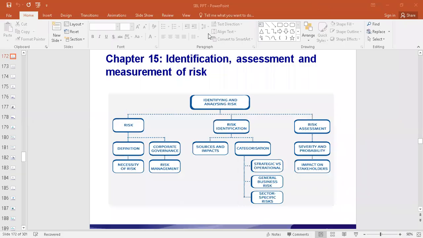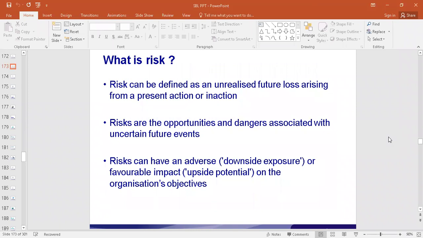The next chapter here is identification, assessment, and measurement of risk. So we will be looking into the meaning and definition of risk, then how risk is identified, and then assessment of risk. So everything to do with risk, and basically the risk management part of it, we will be looking into.